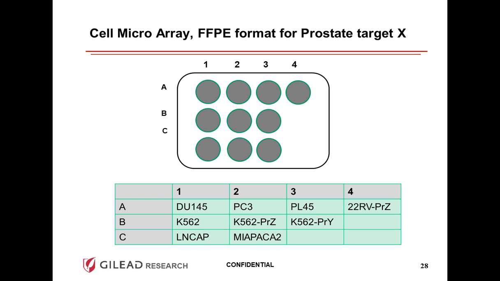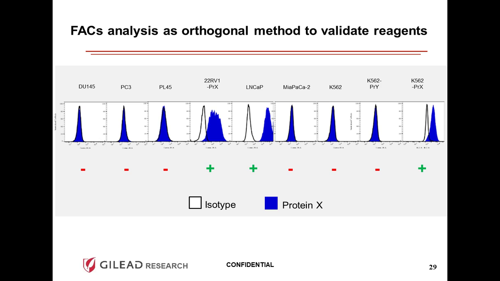So the way we go about it, and this was for a prostate target, we'll call it prostate target X, we make a cell microarray. We call them CMAs, not really TMAs. They're not tissues, so we call them CMAs, cell microarrays. And here we have an example of 10 different cell types. They all range in either being negative expression for prostate target X, or medium expression, or high.